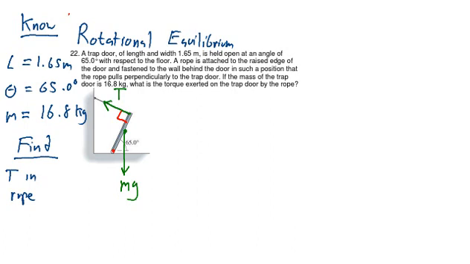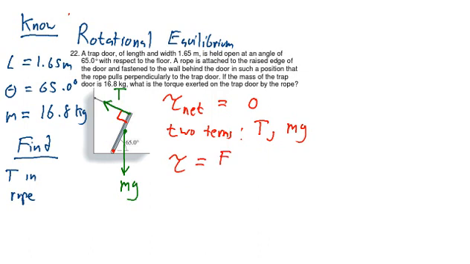So if the trap door is in static equilibrium, then we want to set the net torque that acts on the trap door equal to 0. And there are going to be two terms because there are two forces that act on the trap door that do not have 0 lever arm, and that's going to be the tension and the weight. And for each of the forces, we calculate the torque that's produced by that force by using the equation, the force times the distance times the sine of the angle that's between the lever arm, between that line of action and the force.